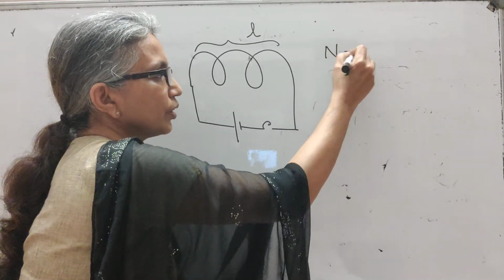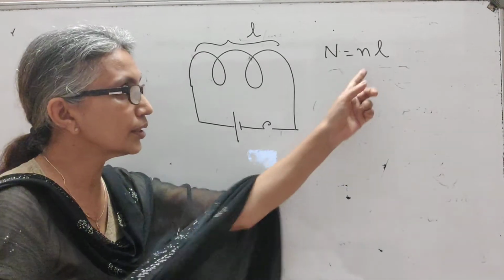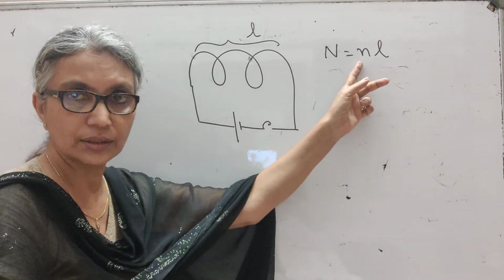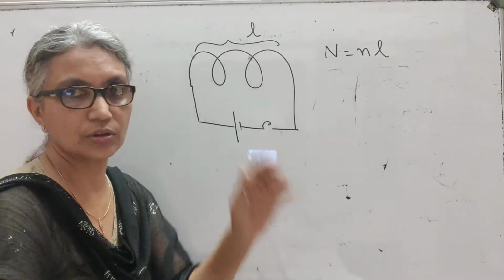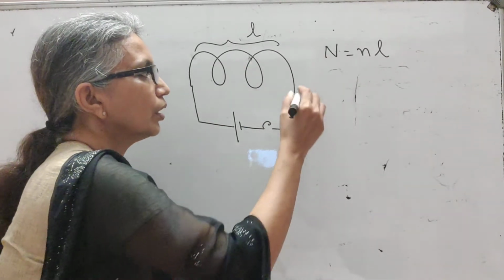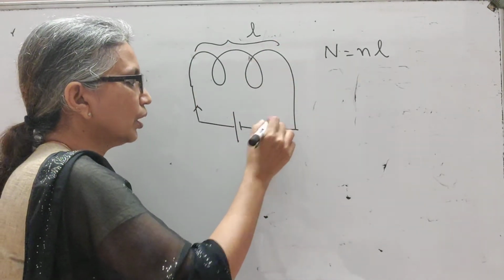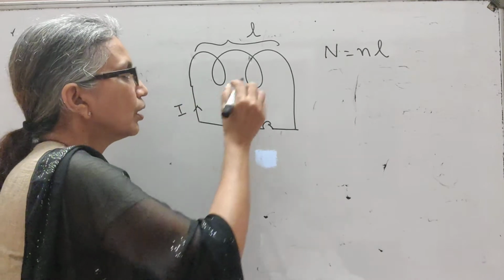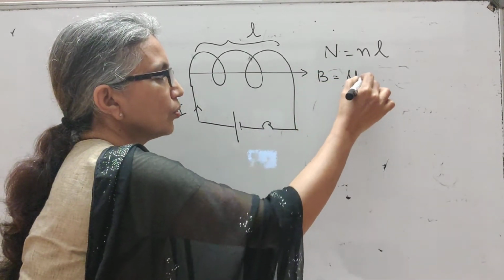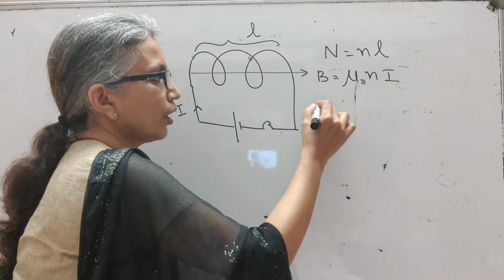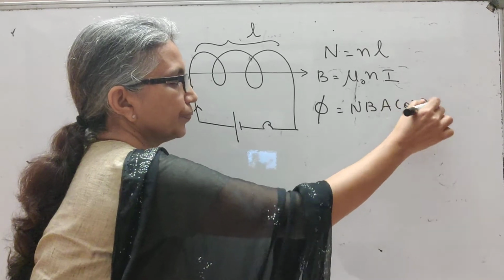The total number of turns will be small n into L, because I told you small n is the number of turns per unit length multiplied by the length, and you get the total number of turns in that solenoid or inductor. Now, as I switch on the key and pass current I, the magnetic field here along the axis will be mu 0 n I. Flux is N B A cos theta.